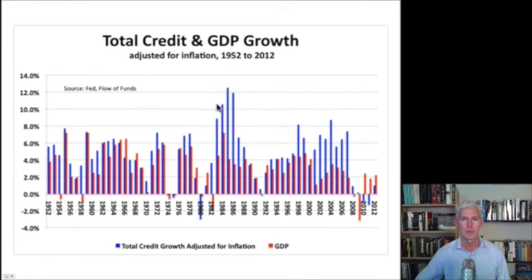Now, in the early 80s, there was a very severe recession because Paul Volcker increased interest rates to a very high level to crush inflation. And that was successful in crushing inflation, but it produced a very severe recession.